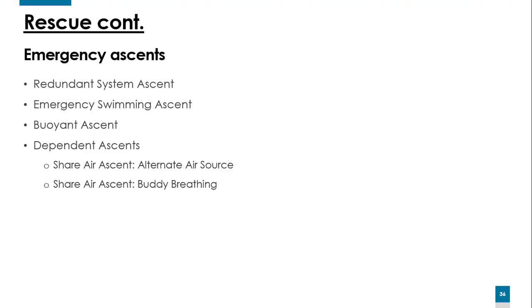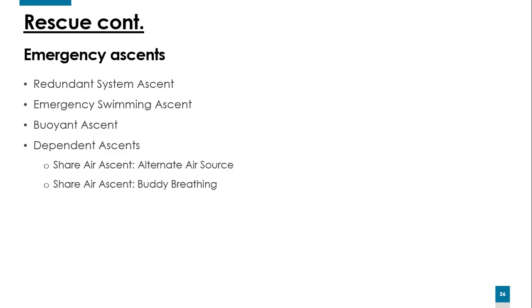I have a pony bottle. I have a 19 cubic foot pony bottle with a separate first and second stage attached to it. And it's going to theoretically provide enough air for me to make an emergency ascent and get to the surface, to handle my issue or problem at the surface.